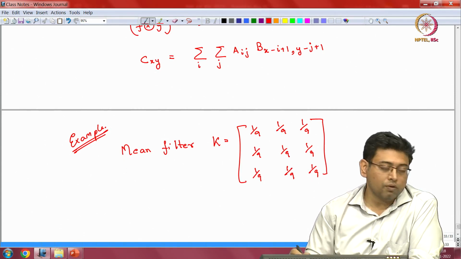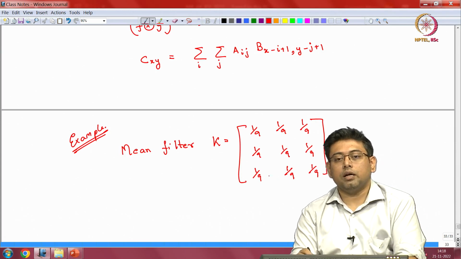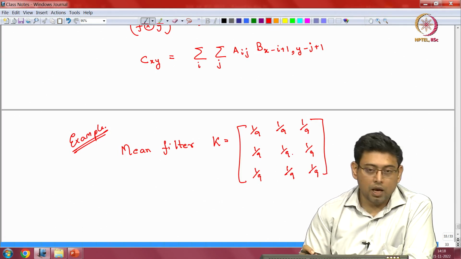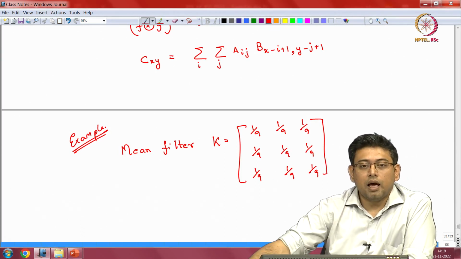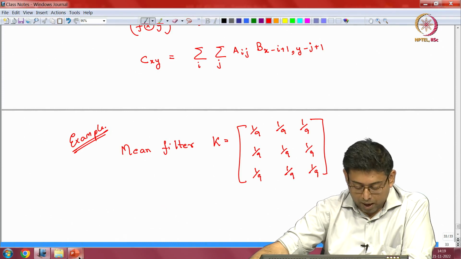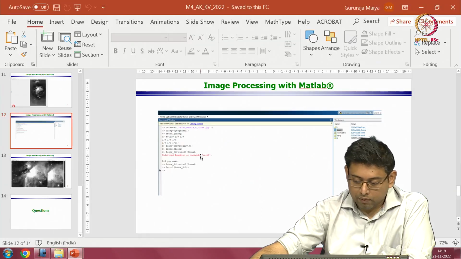And then you can do a convolution with another image that you might have, and then you might want to see what the effect of that is. Okay. So what I have done is I have already done this operation once in Matlab, and I will show you what I have done.